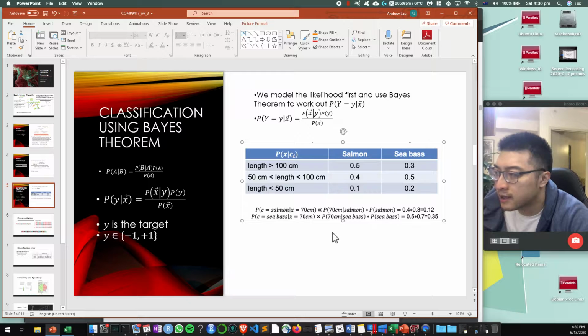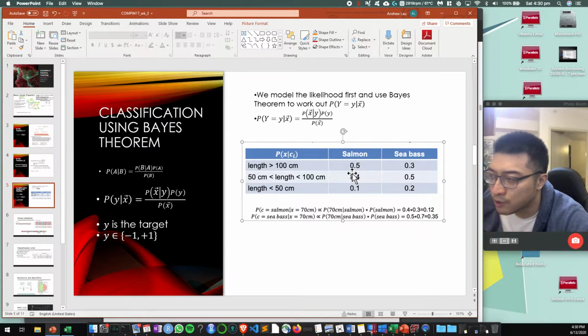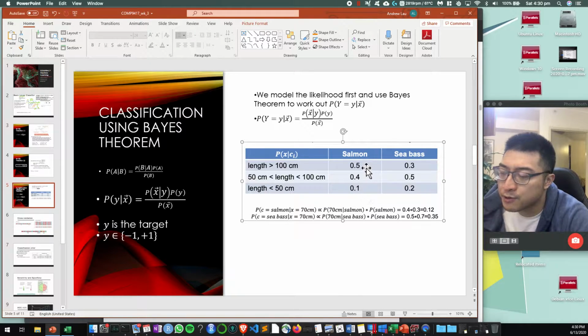But how do we calculate this? Hopefully you can follow along with what I'm subbing into where. How do we find the probability of it being 70 centimeters given salmon? We can estimate it. This is an estimate because we don't know the true probability, but this is the best we can do. So we look at what's called the empirical frequencies, the probability that you see in the data.